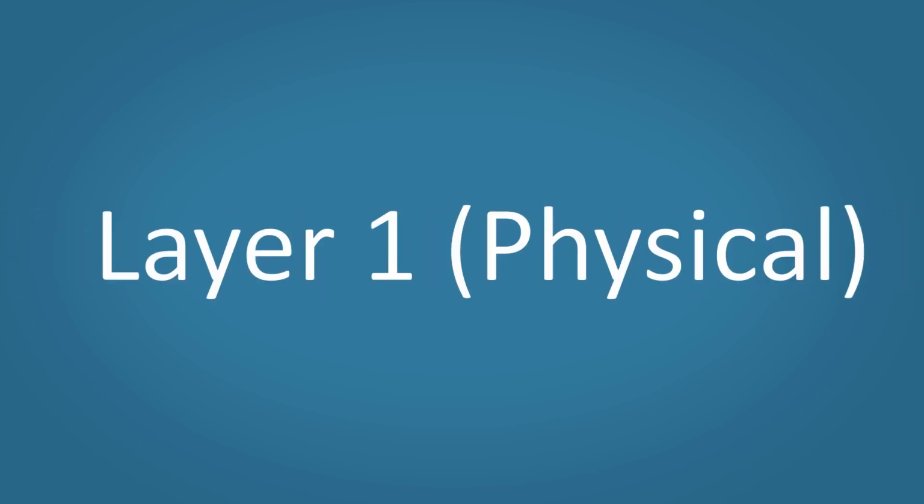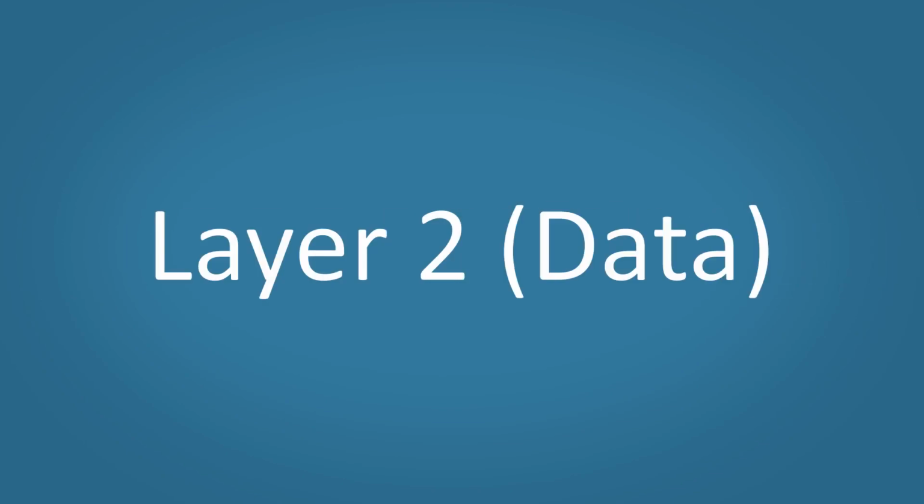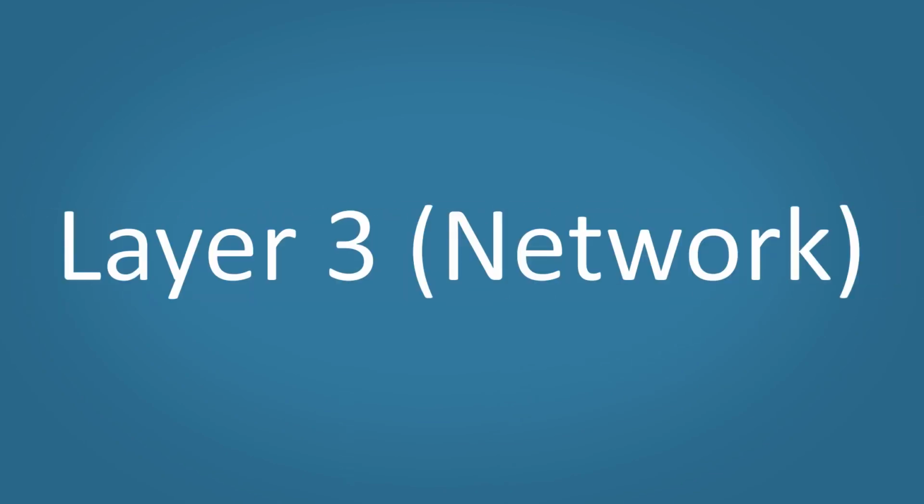For example, layer 1, are all the cables plugged in? Is the network card functioning? Could it be a faulty cable? Layer 2, maybe the switch has gone bad. Layer 3, is the router functioning? Do I have the right IP address? And the process goes on and on from there.